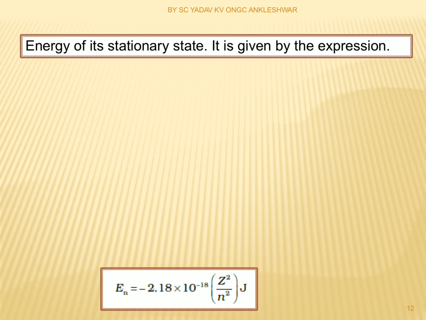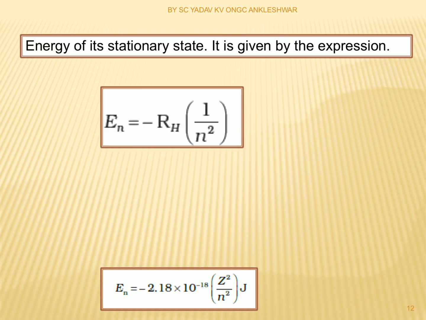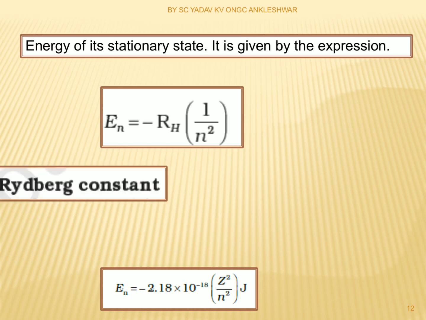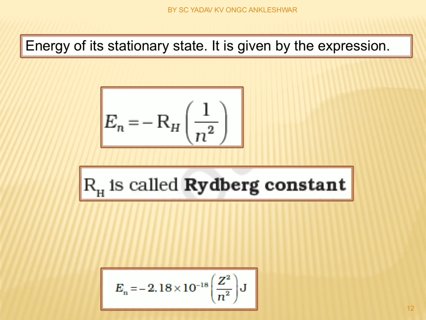Now we have talked about the radius. Next is the energy of a stationary state. A stationary state means the energy of an orbit. Suppose an electron is present in the first orbit, or in the fourth orbit, then how will you calculate the energy of that orbit? Bohr gave us a formula regarding the energy of an electron in a given orbit: En is equal to minus RH into 1 by n square.